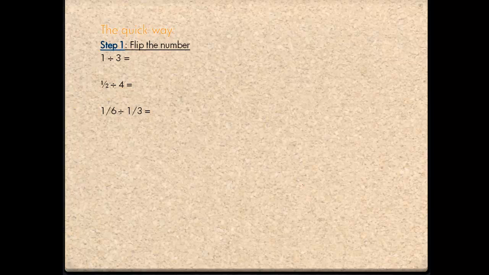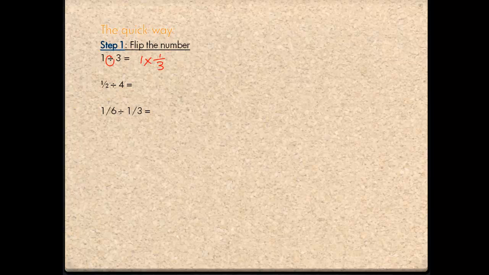So example 1, 1 divided by 3. First things first, here is my division sign. How I'm going to approach this question is keep the first number as is. Nothing happens to it. Next, I'm going to change my division sign into a multiplication sign and flip my second term. 3, which is the same as 3 over 1, now becomes 1 over 3.